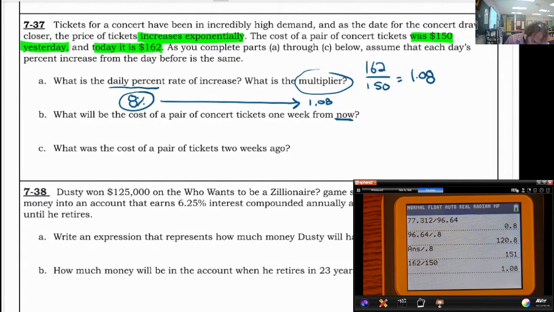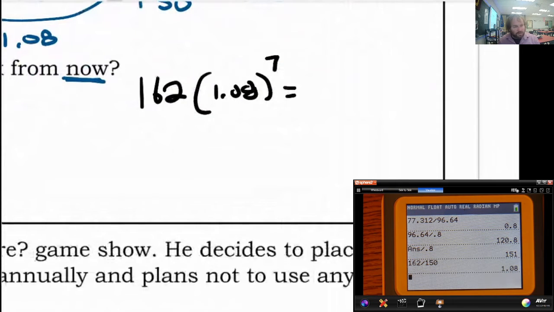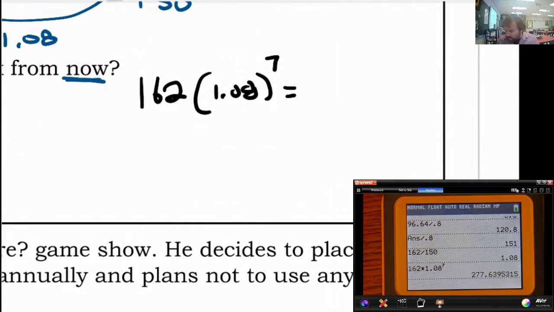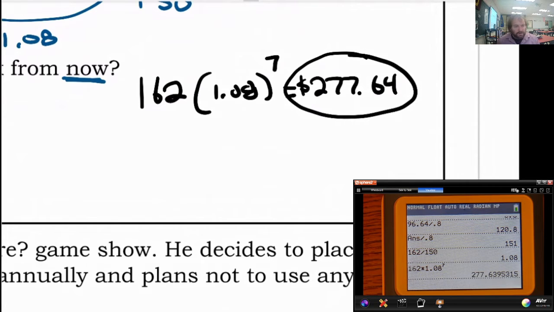Well, now it's 162. So what I want to do here is take 162 and multiply it by 1.08. 1 week is going to be 7 days. So I believe this is happening every day since we went from yesterday to today, so we want to go to the 7th power there. We want to do 162 times 1.08 to the 7th power, which I'm guessing is $277.64. Since we're dealing with a dollars and cents problem, we should round to the nearest hundredth.